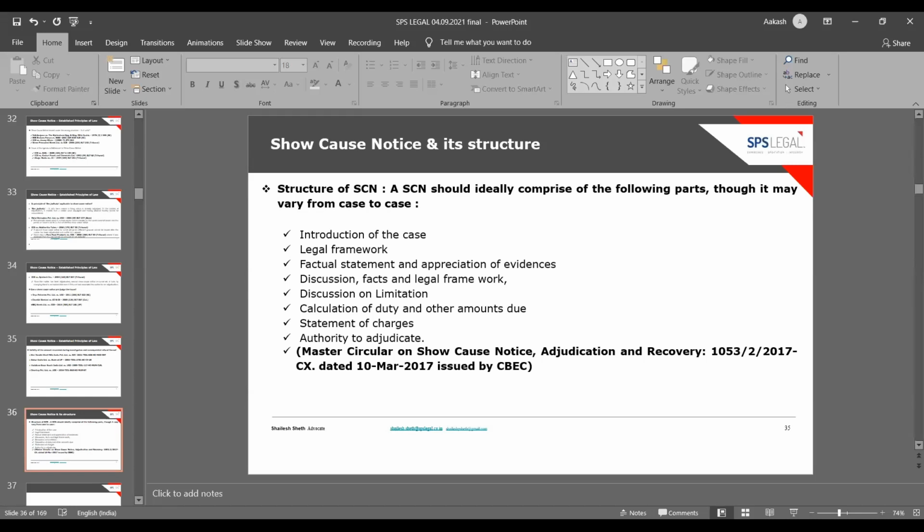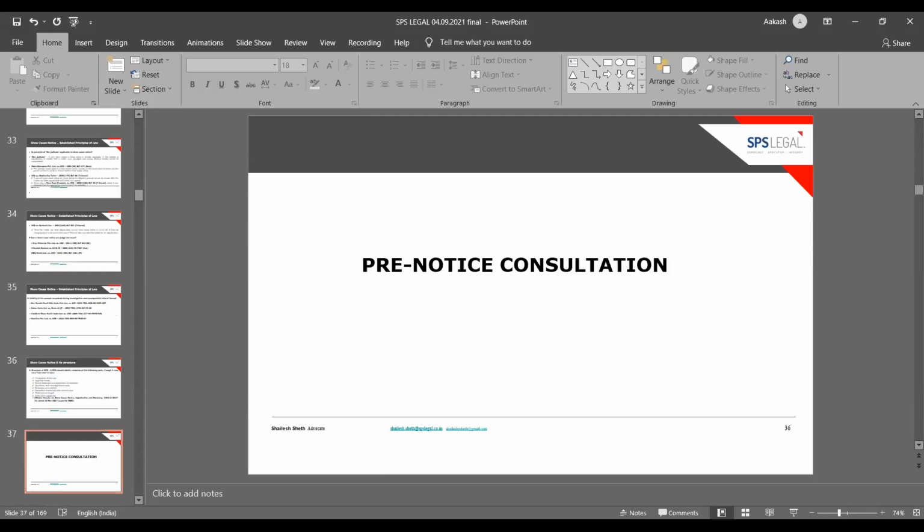There are last two paragraphs which will say why this amount should not be recovered along with interest, why penalty should not be imposed, and the SSE is hereby required to show cause to so and so within 30 days of the receipt of this notice. And if he fails to do so, file the reply within 30 days or does not appear for hearing, the case will be adjudicated on the basis of the records. And then the last paragraph will be: this notice is issued without prejudice to any other action which may be taken under any other law for the time being in force. I'll come to this part also when we deal with the adjudication.